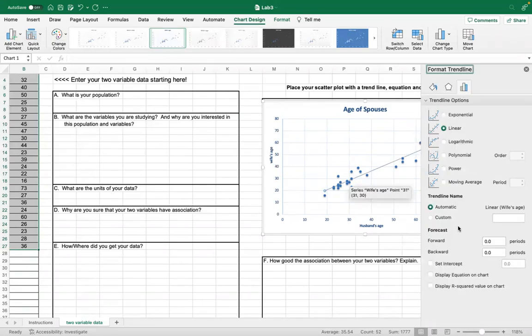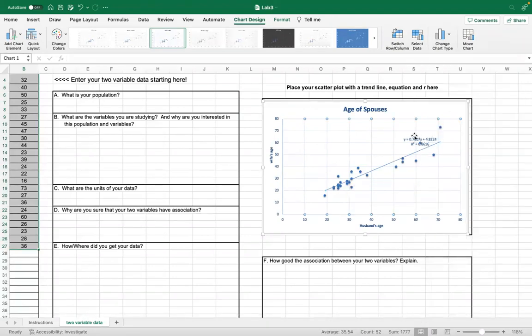I want linear, but down here at the bottom, I want it to display the equation on the chart, and I want it to display the R squared value. I cannot make it display an R value, but it will give me R squared, and we can just take the square root of that. So linear, display equation, and display R squared.